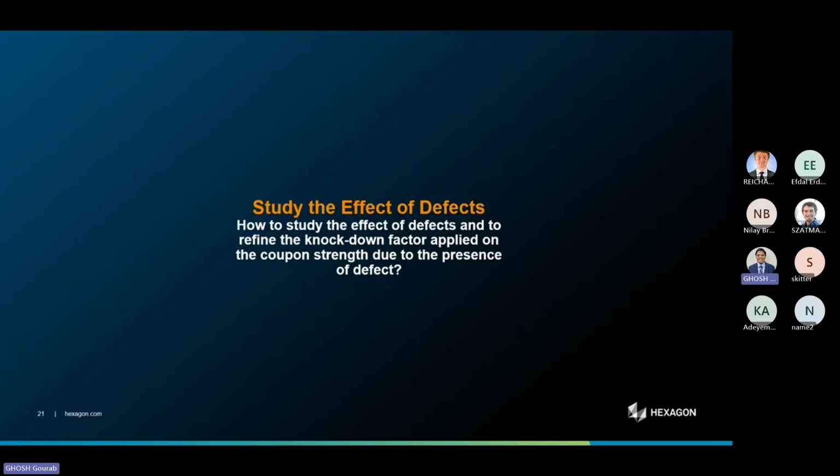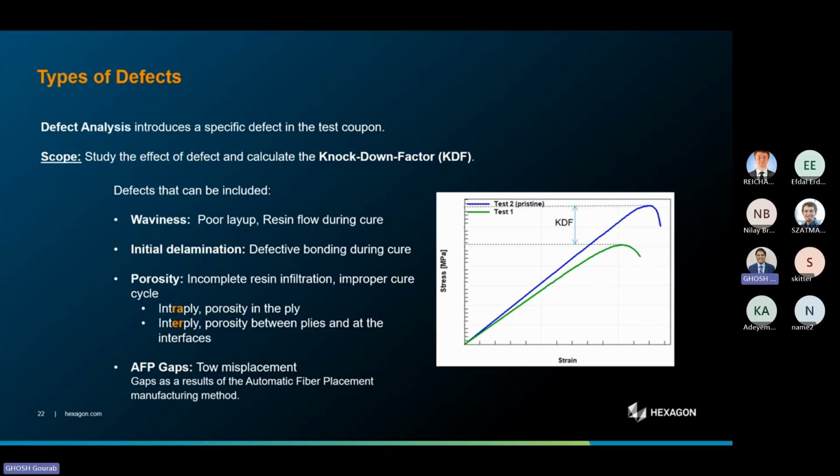Now, the final thing is how to study the effect of defects, because this is important. As a result of defects, you will have knockdown factors that will reduce your coupon strength, and we want to accurately capture that. So how to do that? First of all, we want to understand from where these defects can come. In Digimat, you can have defects coming from 4 different sources. One can be waviness. That can be a result of poor layup, resin flow during cure. There can be initial delamination, which can be caused by defective bonding during cure.